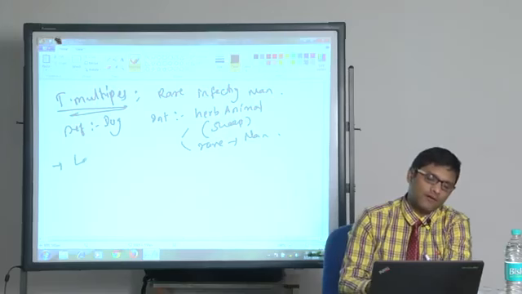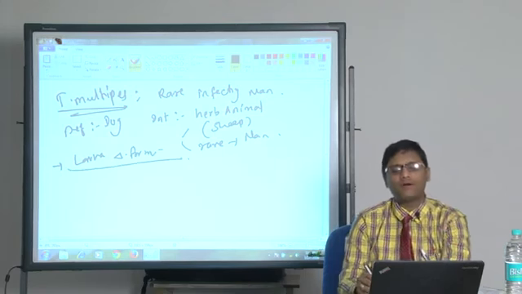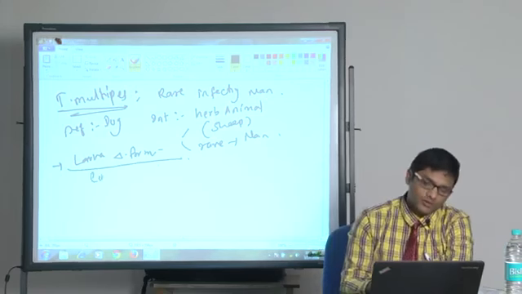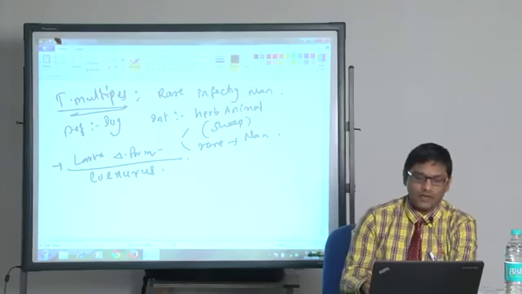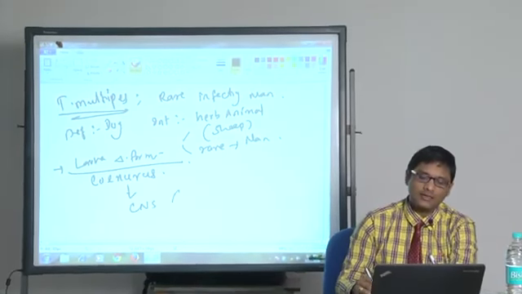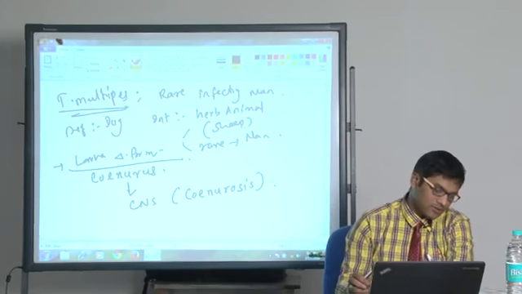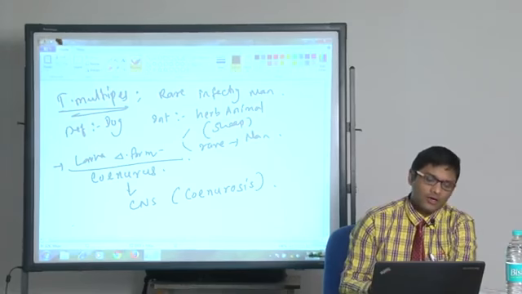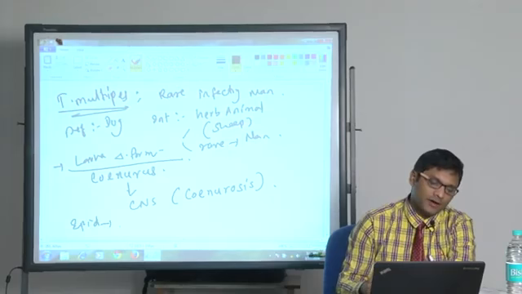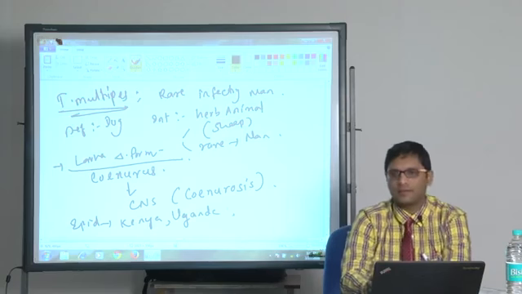So here also the larval form is the diagnostic form. The larval form of Taenia multiceps is called coenurus. Coenurus is the larval form of Taenia multiceps. It is deposited in CNS and the disease is called coenurosis. Geographical distribution wise, African countries like Kenya and Uganda are places where Taenia multiceps cases have been reported.